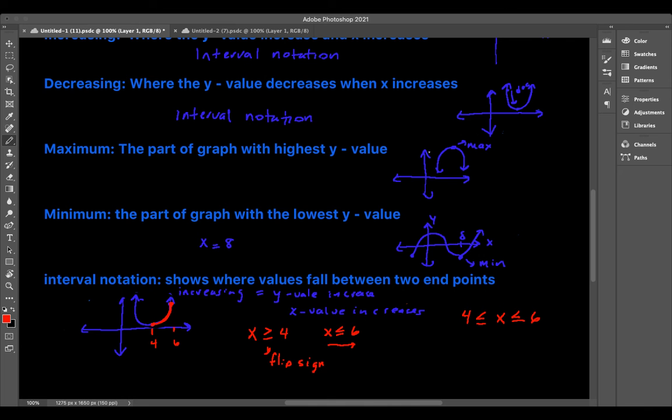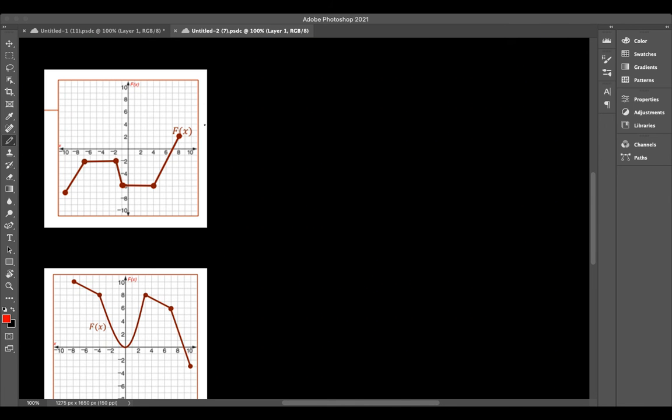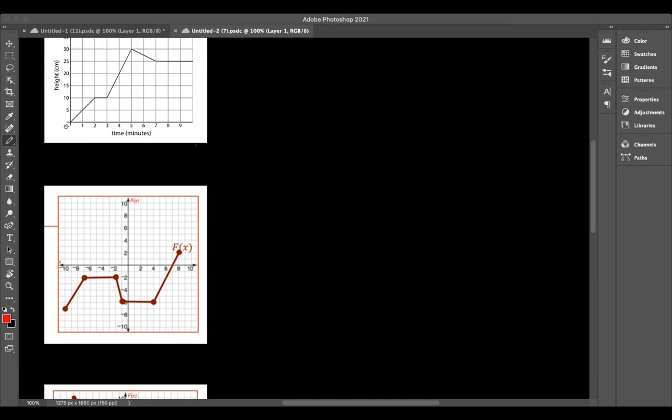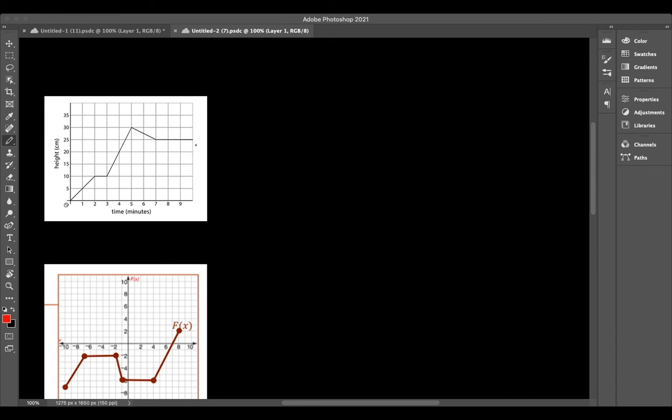All right. So let's practice a couple problems before we get out of here, and we'll let you go. Here's the first problem. Let me go all the way up. This is the do now problem. So basically, I'm going to do the max, I'm going to do the minimum, and I'm going to do increasing spots and decreasing spots, and I'm going to do them in terms of interval notation.